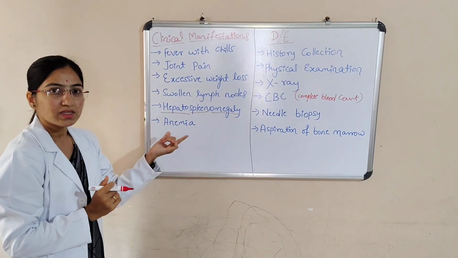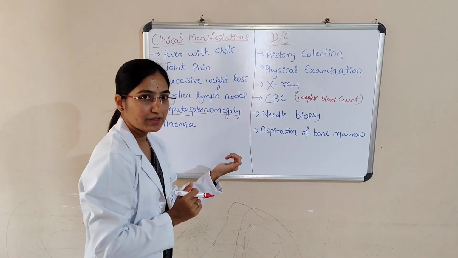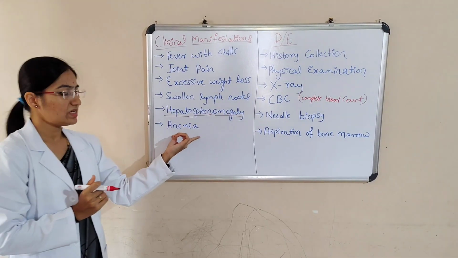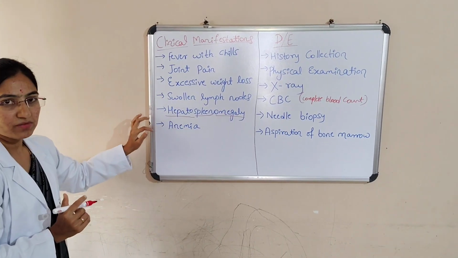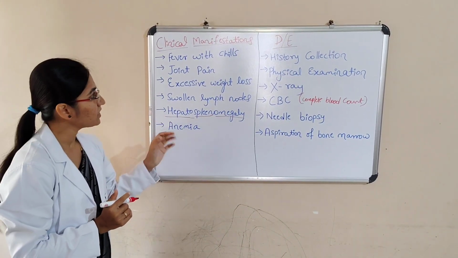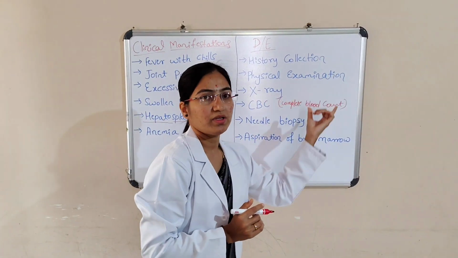Hepatosplenomegaly is nothing but the enlargement of the liver and spleen. And then next is anemia. These are all the clinical manifestations of leukemia. And next we will see the diagnostic evaluations of leukemia.